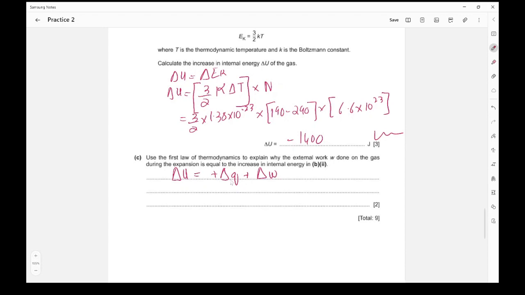But the thing is, change in Q is zero. So delta U is actually only dependent on the work done. So delta U is actually equal to the work done. And therefore, delta U must be equal to minus 1400 joules.